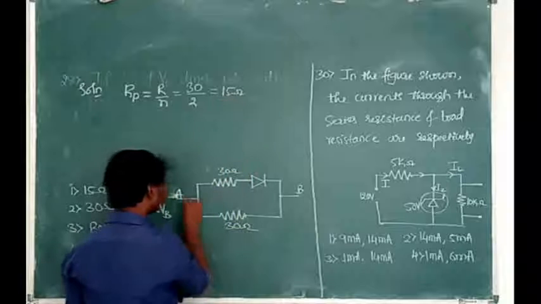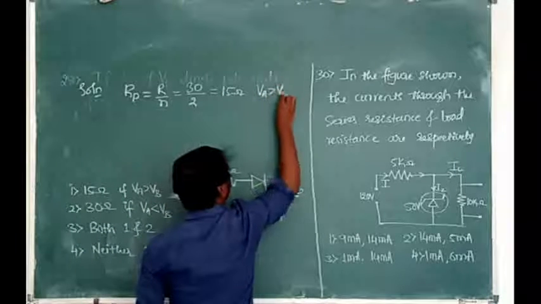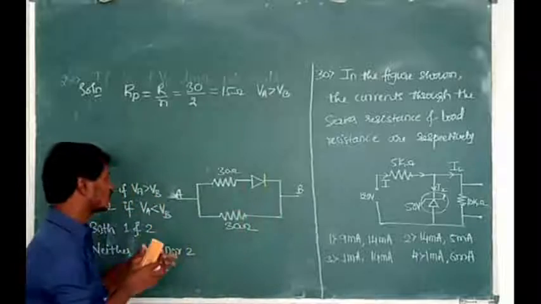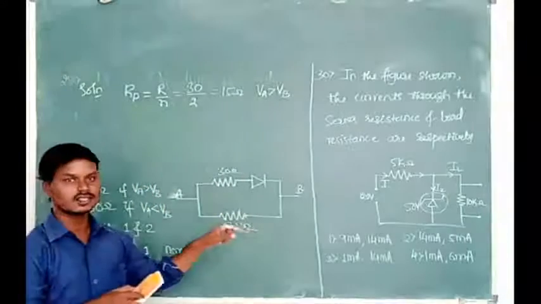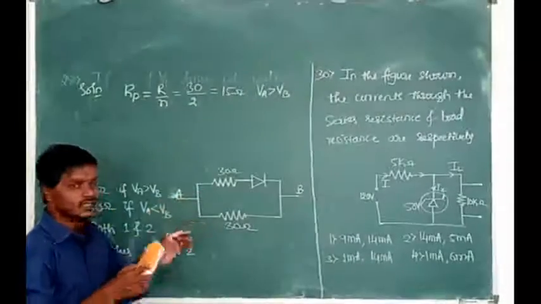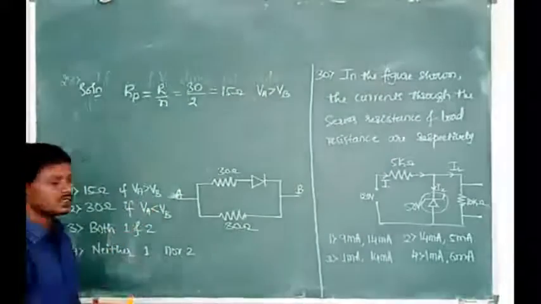So 15 ohm only when VA is greater than VB. When the potential at A is greater than potential at B, the diode is forward biased. That means both resistors are conducting the current here. Okay. Then next, the second option we have to check.